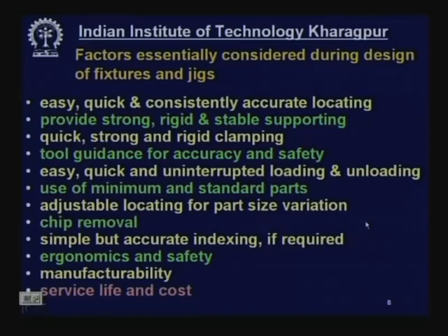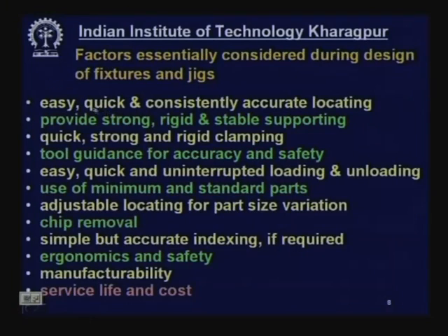Now, friends, before you go into design, please remember there are certain factors to be considered before designing. Factors essentially considered during design of fixtures and jigs. What are those factors? Easy, quick and consistently accurate locating. First of all, locating is a must. What is locating? Positioning and orienting the job against the cutting tool properly, so that the machining work will be done exactly at the right attitude and location. But this has to be done very easily, quickly, accurately and repeatedly.